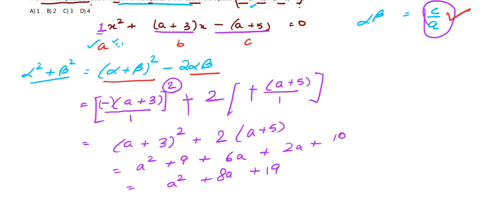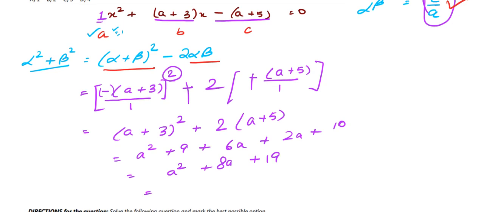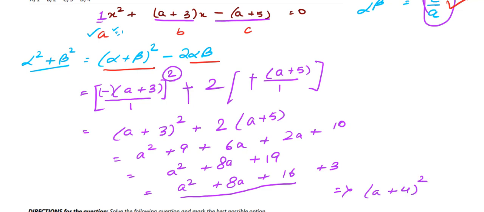So this can be written in a square format, where we can write this as a square plus 8a plus 16 plus 3, which is 16 plus 3 is equal to 19. So this a square plus 8a plus 16 is the formula of a plus 4 whole square. As you can see here, we have the square of the first term, the square of the second term, and this is 2 into first term into second term. So this is a plus 4 whole square plus 3.